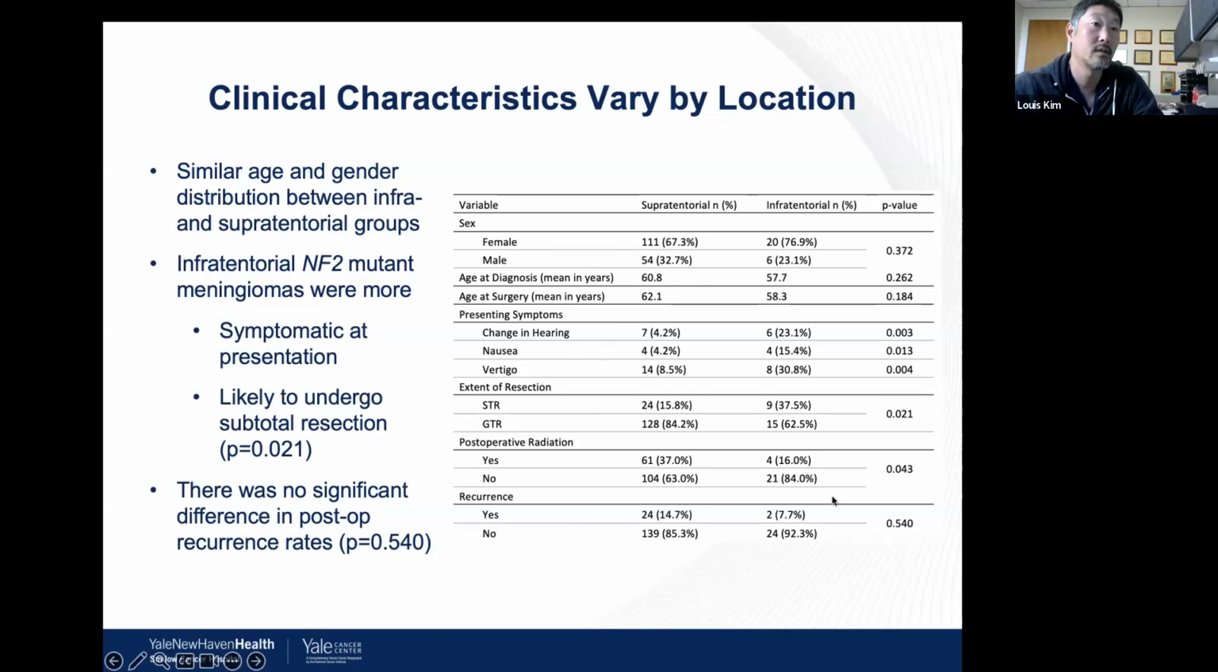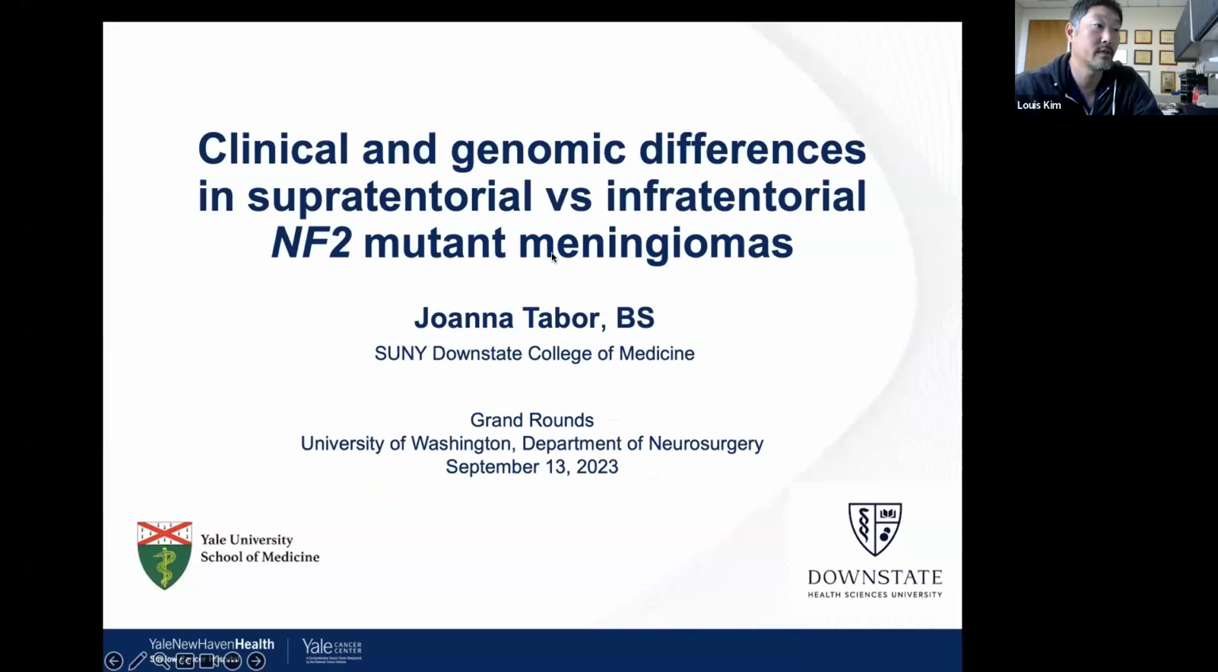So we'll go on to our last speaker, Joanna Tabor. Joanna did her undergraduate at NYU. She majored in neuroscience and has then stayed in the New York area, now at SUNY Downstate. And she's going to be speaking to us today about clinical and genomic differences in supratentorial versus infratentorial NF2 mutant meningiomas, a topic that's going to be of great interest in this group.